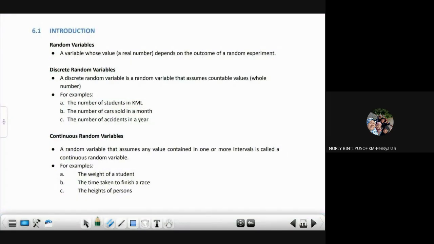So kita ada random variable, a variable whose value a real number depends on the outcome of random experiment. Okay, itu random variable lah. Okay, discrete sebenarnya dah tengok dekat topik 4, you ada discrete and continuous kan. So sama, cuma dia dalam bentuk probability. So discrete random variable adalah random variable that assume a countable value. Maksudnya nilai yang boleh kira lah. So same konsep dia masa dalam discrete chapter 4 yang boleh dikira. So as whole number, for example, number of student in KML, number of cars sold in a month, number of accident in a year. That is considered as discrete random variable.